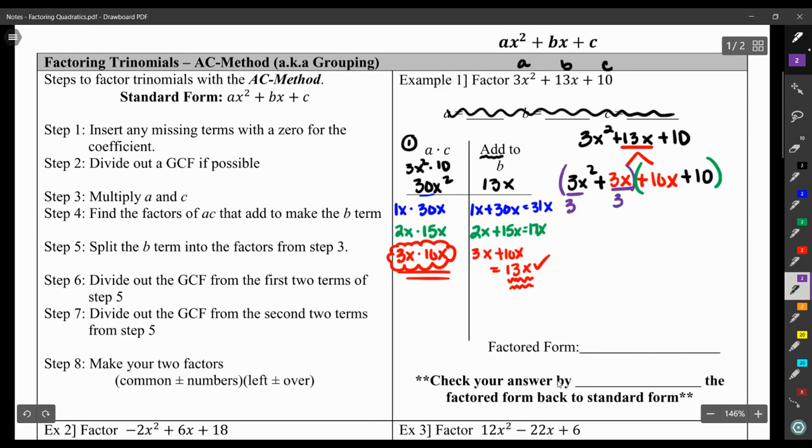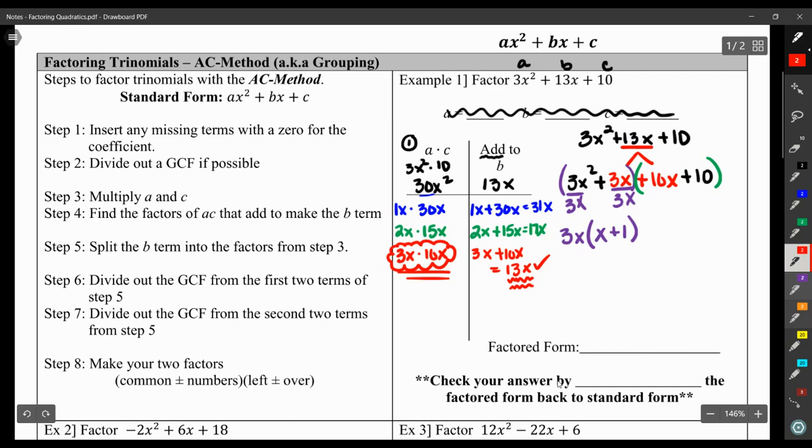And since the front term has x squared and the last term has an x, I can divide out at least one x from both. This is called the greatest common factor. So the greatest common factor is a 3x. That 3x is going to be pulled to the outside of my group, and I'm going to see what is left over. So 3x squared divided by 3x makes an x, and then 3x divided by 3x makes 1.